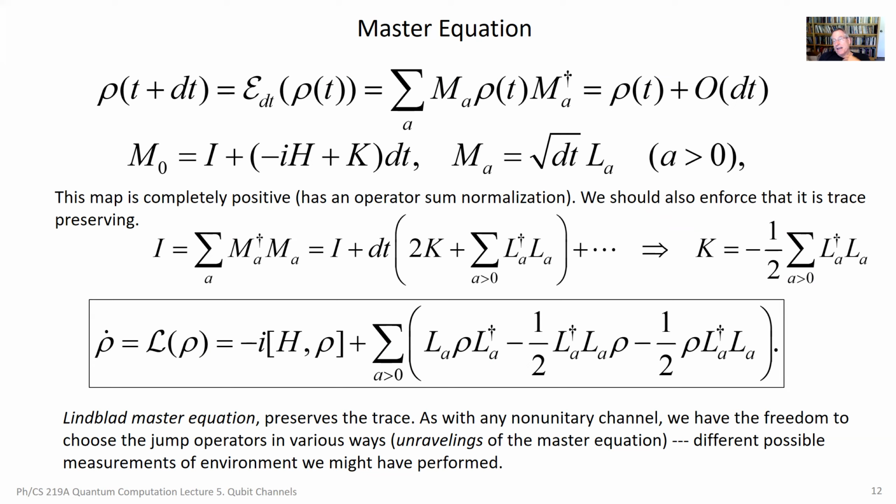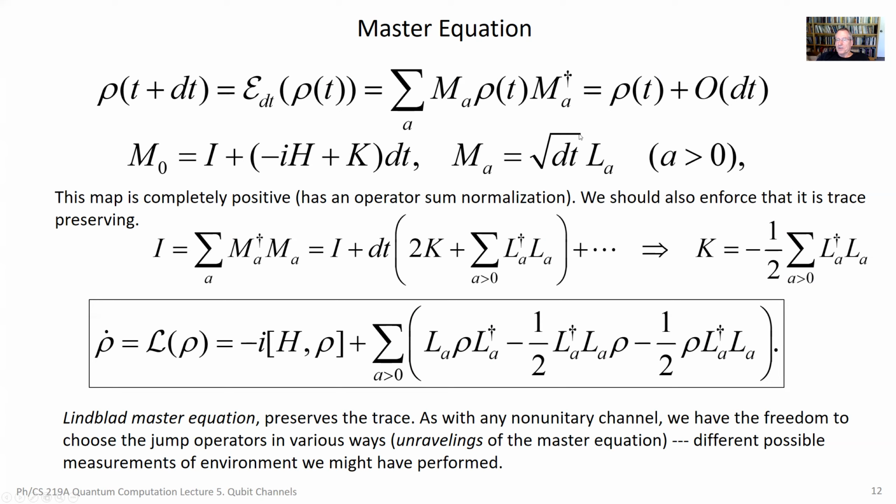That just corresponds to the fact that to order dt, if there were no K, I minus iH dt would be unitary. And so if it's unitary, M0 adjoint M0 is equal to the identity. But there isn't any sign flip for K because it's Hermitian. So what I get to order dt from M0 adjoint M0 is I plus dt times 2K. But then I also have the contributions from all the jump operators, all the MA adjoint MA when A is not equal to 0. And each one of those is going to be linear order in dt.